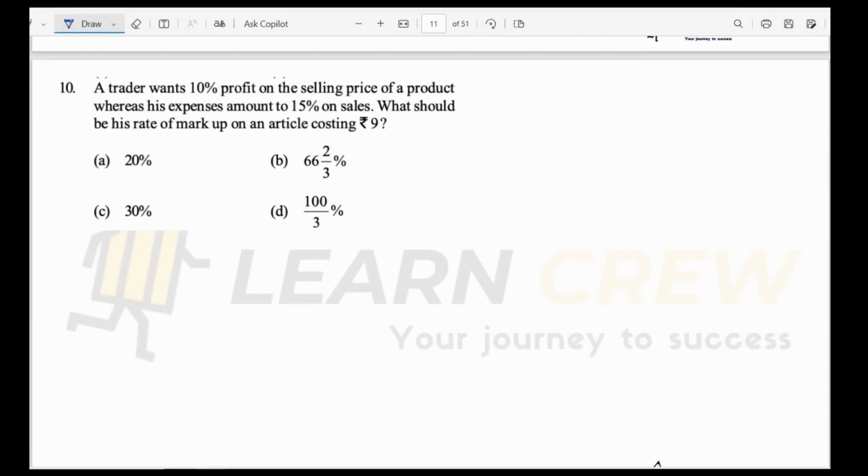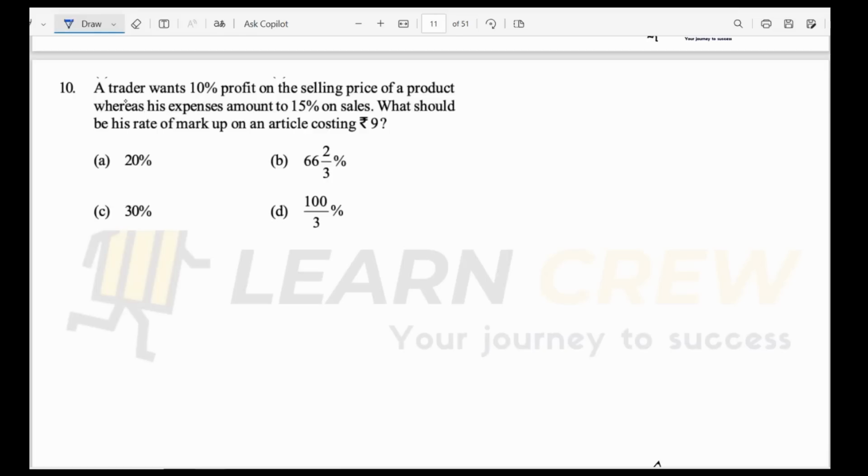A trader wants 10% profit on selling price of a product, whereas his expenses amount to 15% on sales. What should be his rate of markup on an article costing 9 rupees? Please understand clearly and answer. Thereby finally he gets how much profit? 10% on selling price. Yes or no? This is what he has given or not? Yes or no? So please now see.